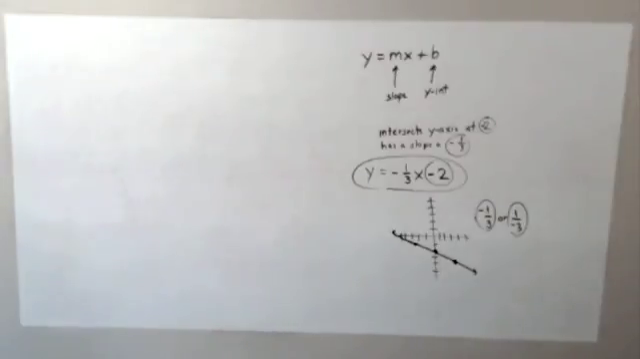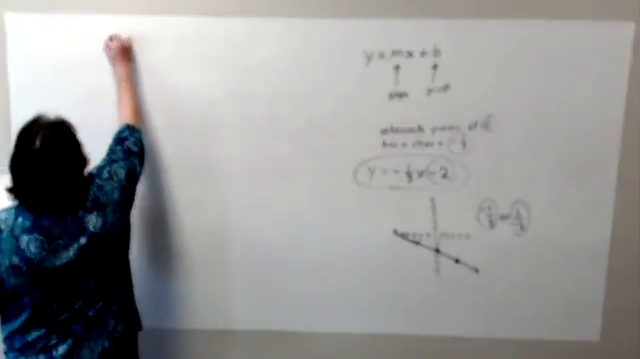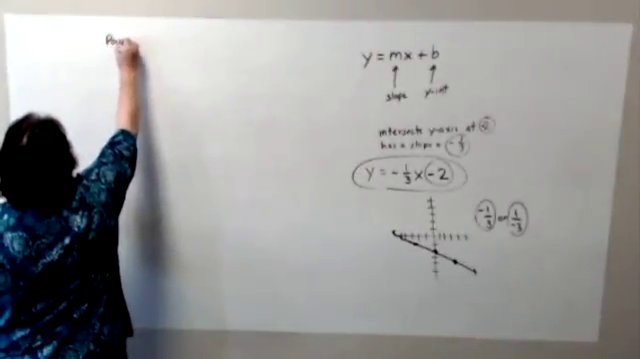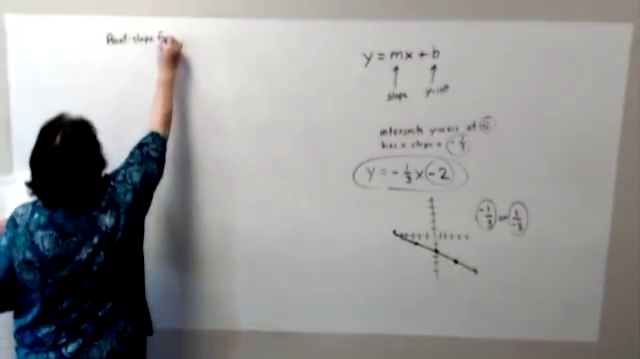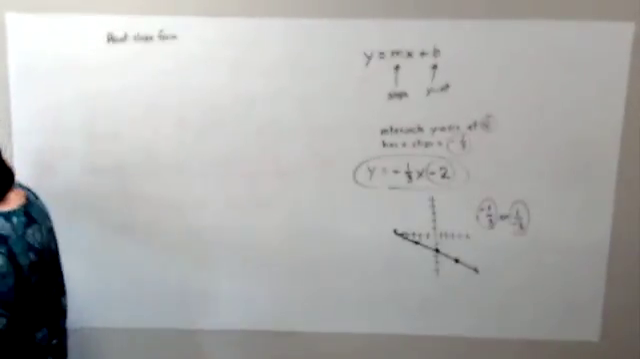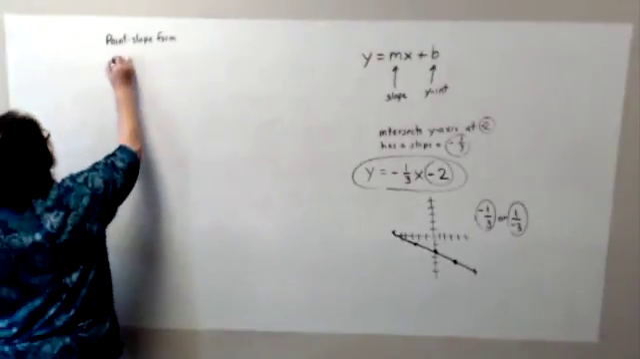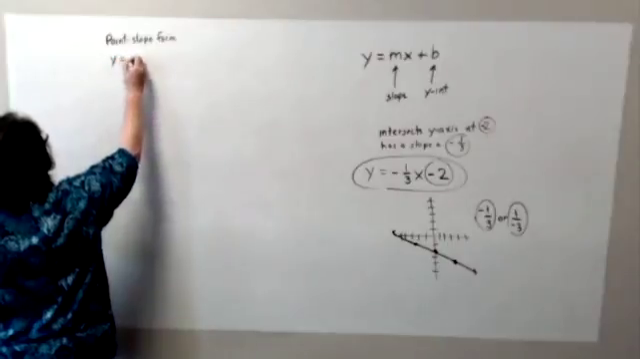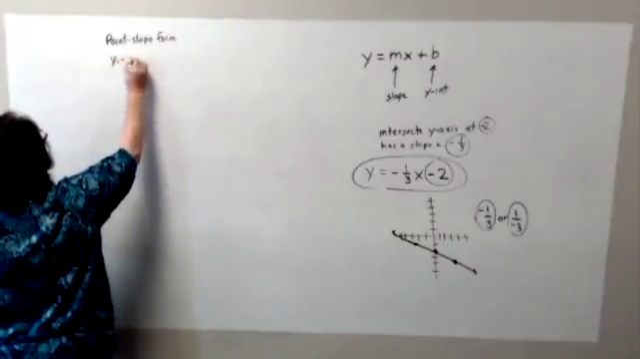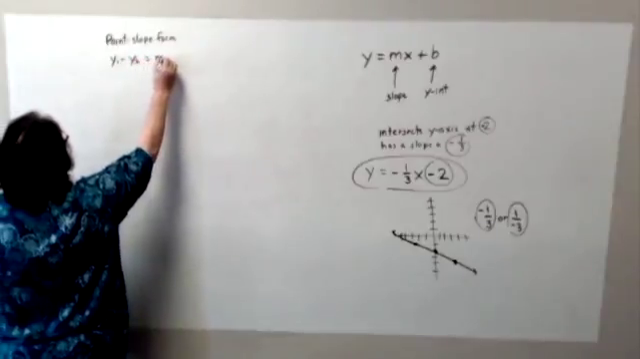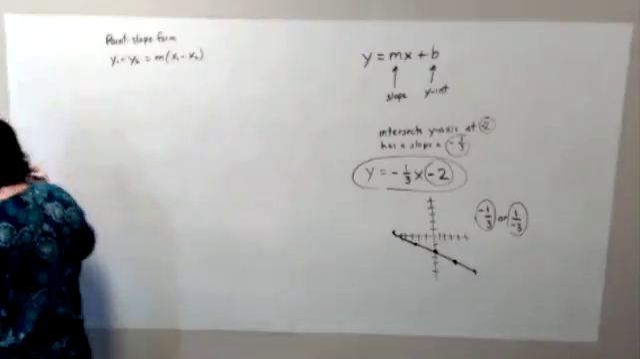We're going to write an equation for a line using point-slope form. So we need to know what point-slope form is. You have to memorize point-slope form. Okay? This is y1 minus y2 equals m x1 minus x2. Write that down.